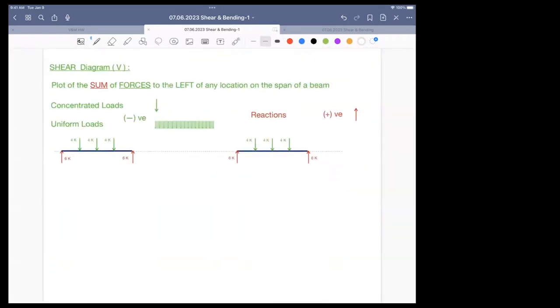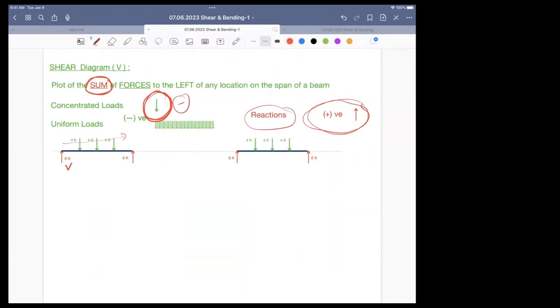Shear diagram is a plot of the sum of forces to the left of any location on the span of a beam. We're going to take loads downward, negative. We're going to take reactions upward and positive, and we're going to travel along the length, the span of the member, and we're going to plot not the forces.